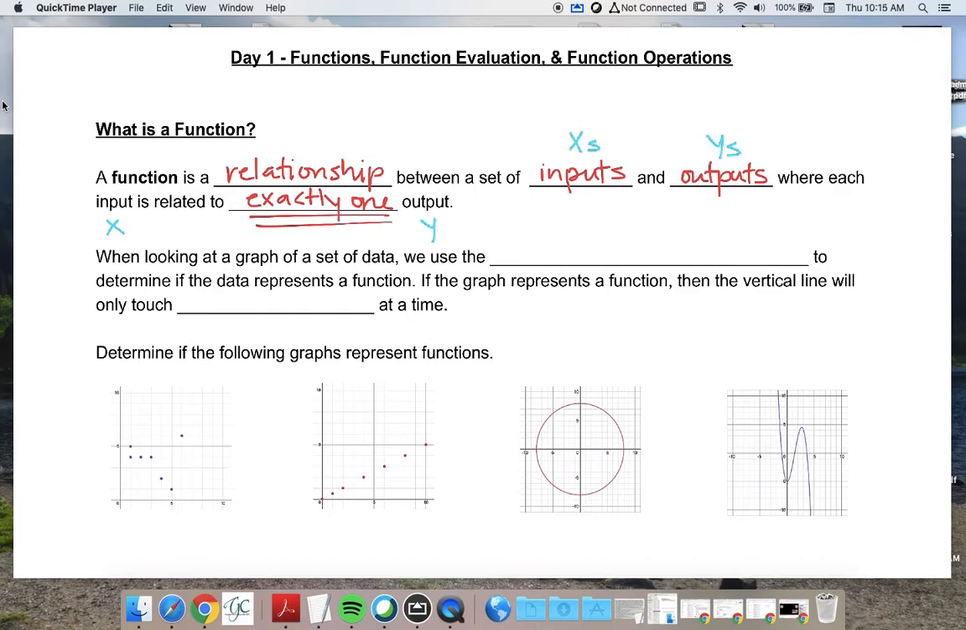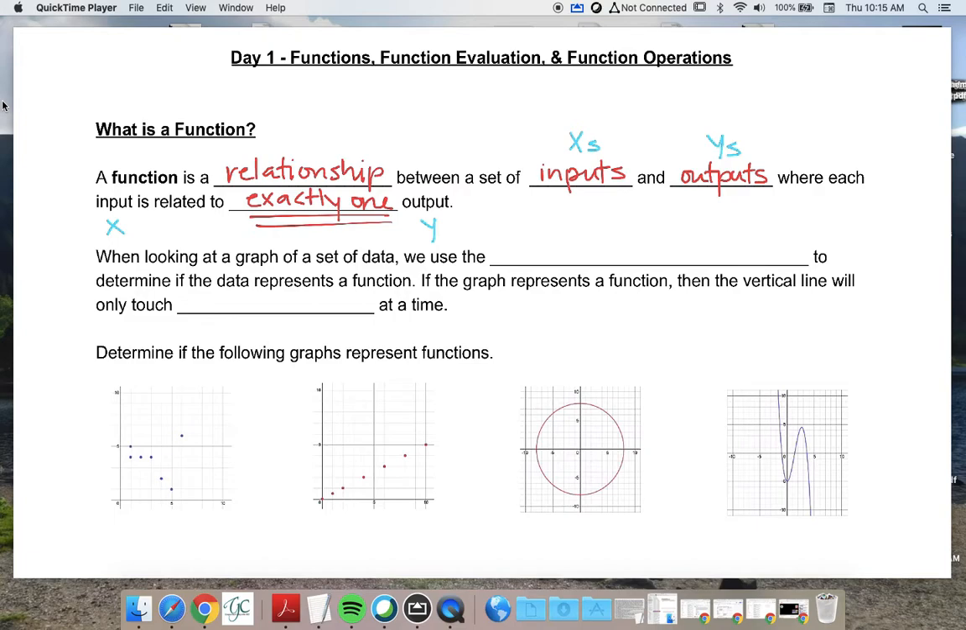Y values can repeat all day. Doesn't matter how many times a y value shows up in a set of data. It's the x values that we're worried about. X values are what we call independent variables, so they're what are controlling the function or controlling the situation or controlling the data. So in order for it to be a function, only one of those can show up in each set of data. So it's okay for us to have three fives as y values, but we cannot have three fives as x values also.